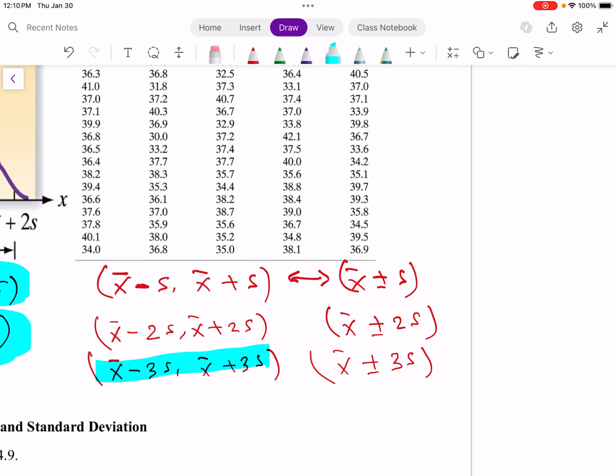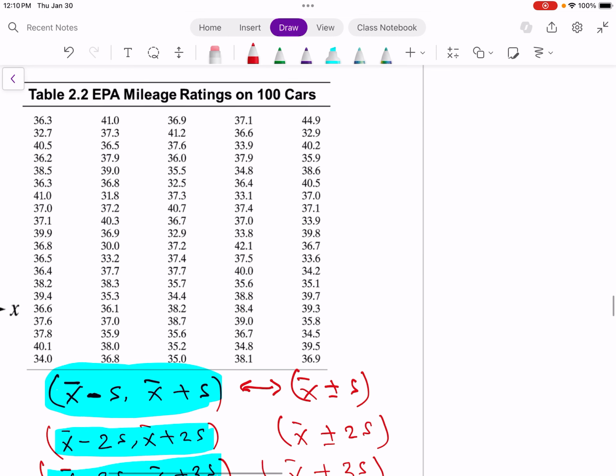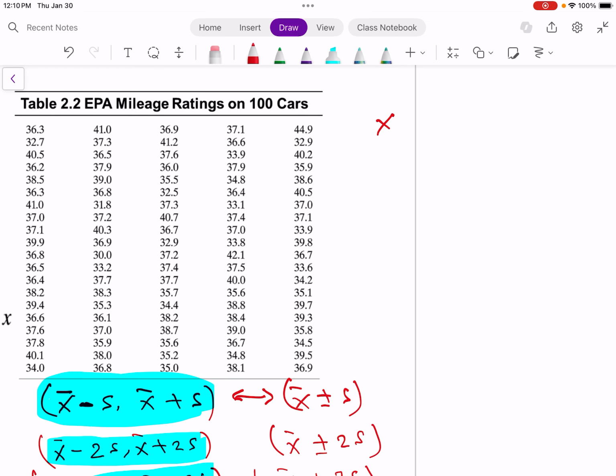It does mention in words. This is within one standard deviation of the mean. This is two standard deviations of the mean. This is three standard deviations of the mean. Now we have these 100 measurements. Let me give you the mean. So our mean for these 100 measurements is 37. X bar is 37. The standard deviation for these 100 measurements is 2.4.